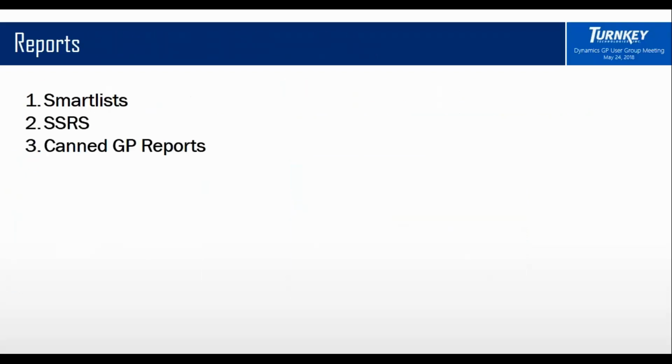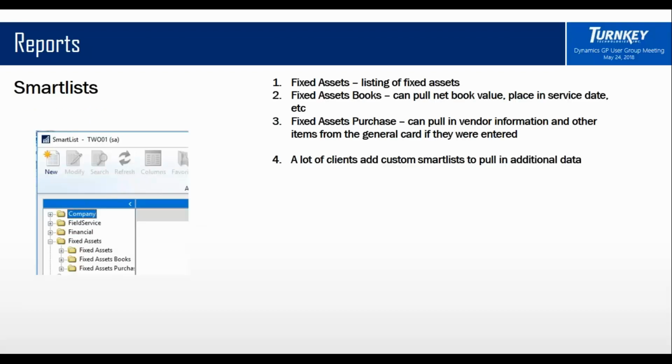All right. Reporting. There are lots of options, just like everything you can do in GP, there are lots of ways to do reporting, which Sean will touch on some of the reporting aspects within GP. There are smart lists. The canned smart lists include a fixed asset one, a book one, and a purchase one. Each one can pull in a little bit of information, but we do create custom views and custom smart lists that pull in additional data and link tables together.